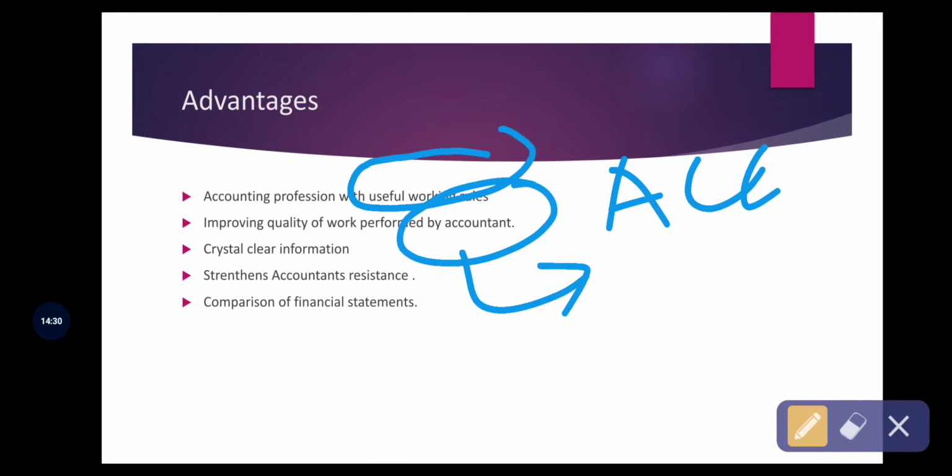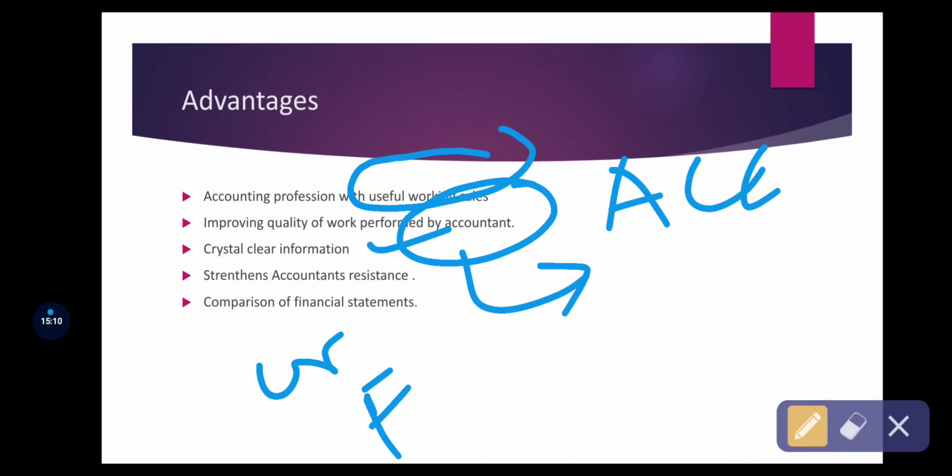So crystal clear information means for the users of financial statements, it may be anyone, it may be the creditors, financial institutions, the debenture holders, other investors, the shareholders, the owners, anyone who is using the financial statements, they are provided crystal clear information without any barriers. So from time to time, whenever they need information, they can have access to it. That is the third advantage.